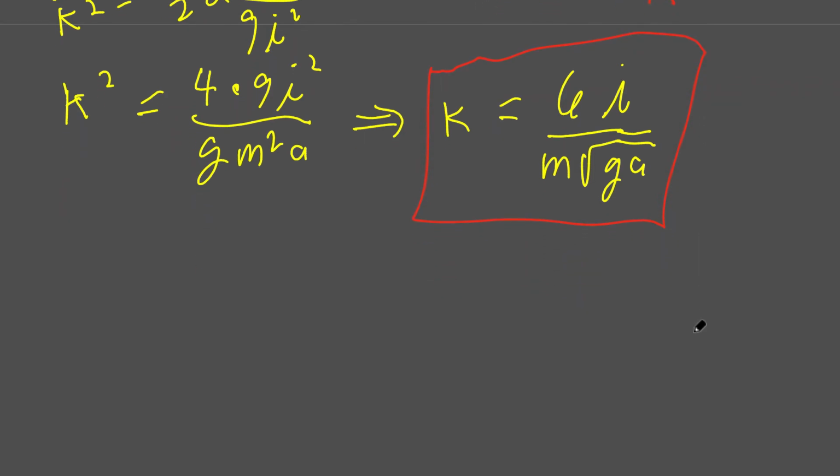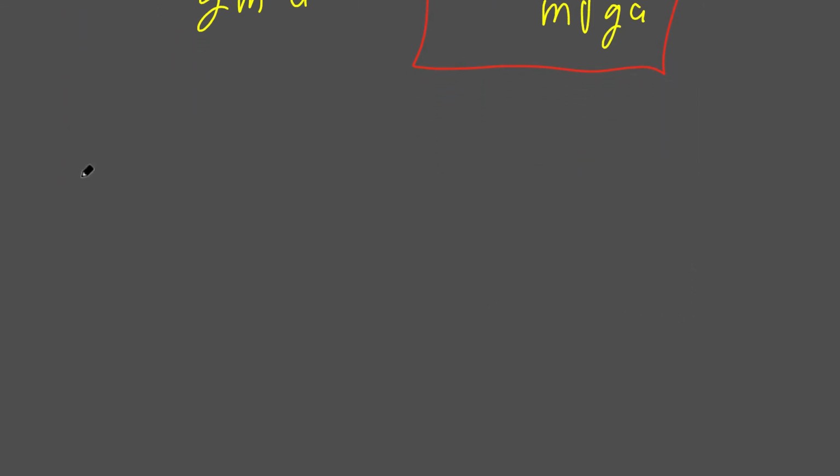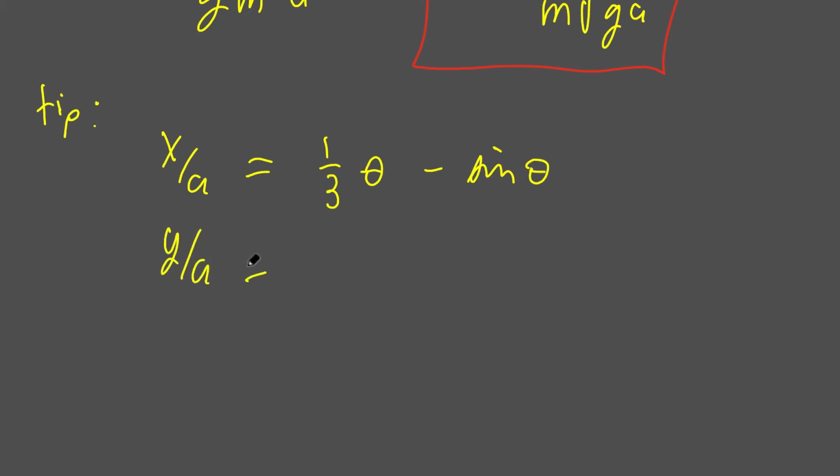Okay, now let me rewrite the equations for the tip of the pencil. We have x over a is equal to 1/3 theta minus sine of theta, and y over a equals 1 plus cosine theta minus 2 over k squared times theta squared.